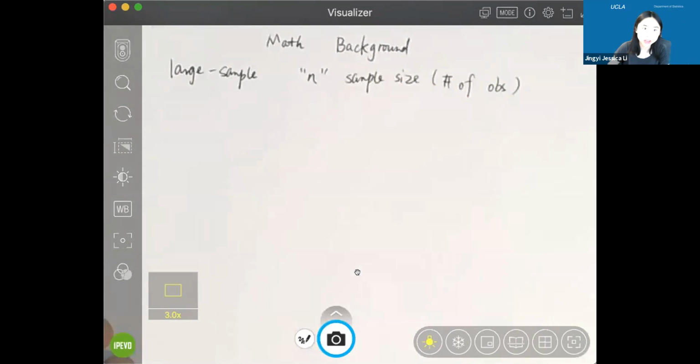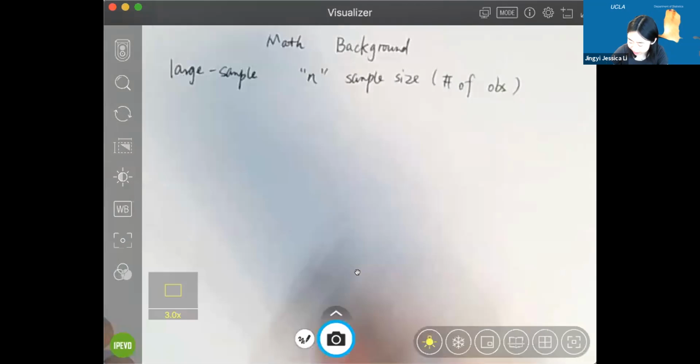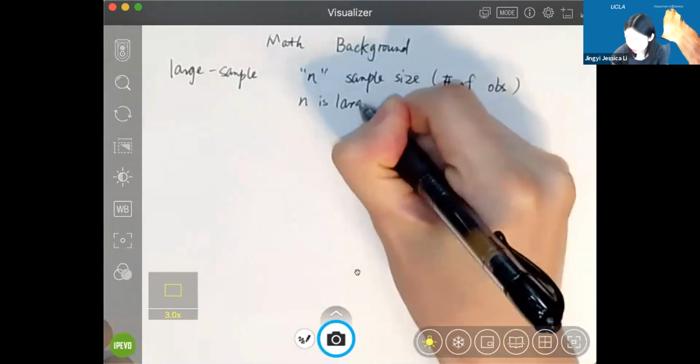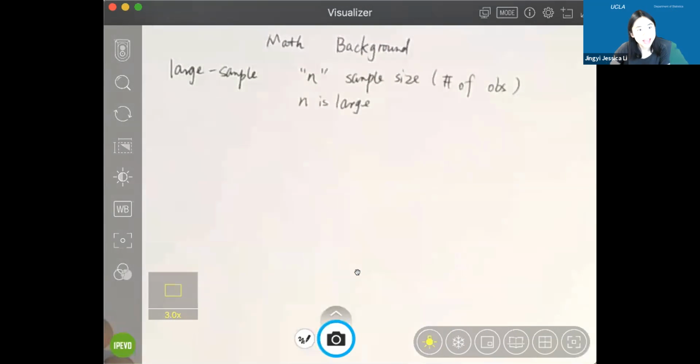Like if we're trying to study human population, or we're trying to predict an election result, the number of observations is the number of individuals in our sample. So a large sample really means that n is large. Okay, so we're interested in how our statistics will behave when n is large. And why is this important?